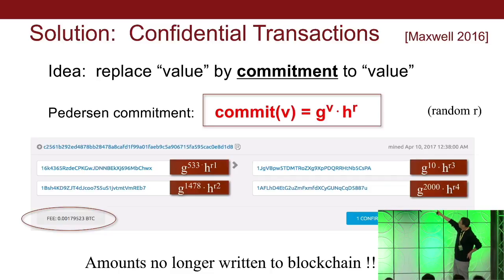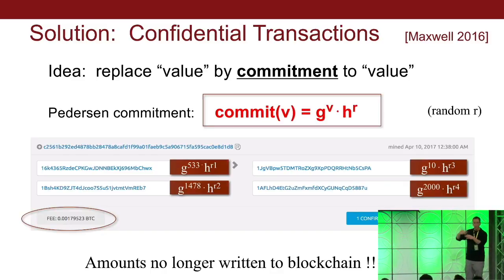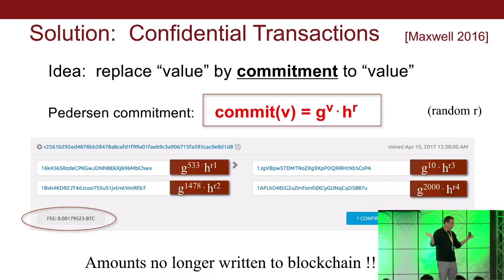So if you commit to a value v, what actually gets published on the blockchain is this thing called g to the v times h to the r. Yeah, those are points on an elliptic curve. It's g to the v times h to the r. r is a random value, and that basically hides the value v. So if you look at the commitment, you cannot tell what v is. Yeah, so the amount is completely hidden.